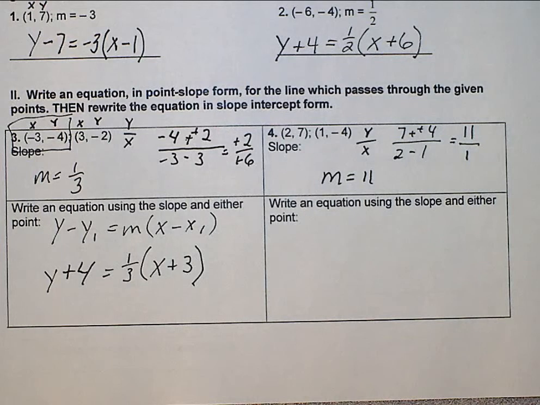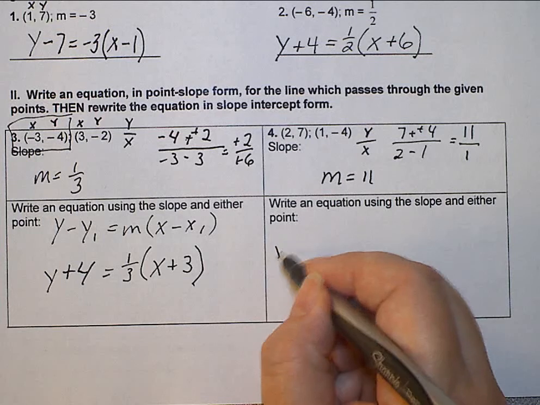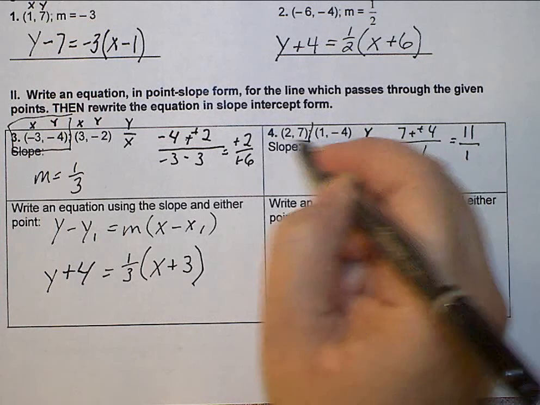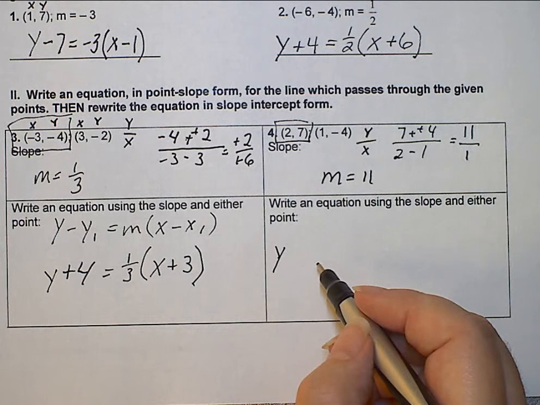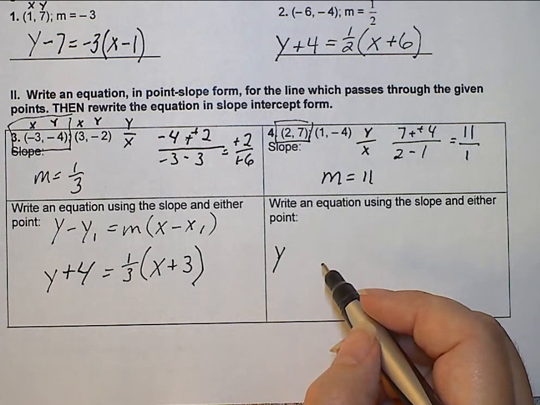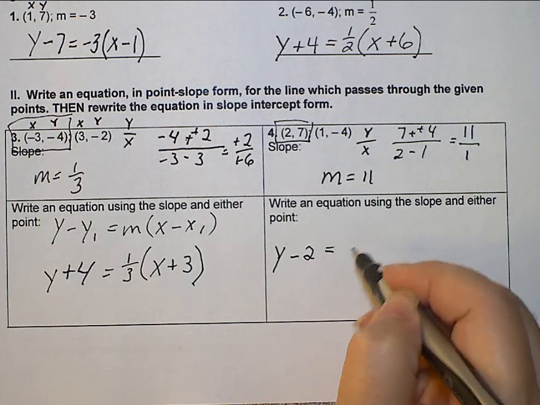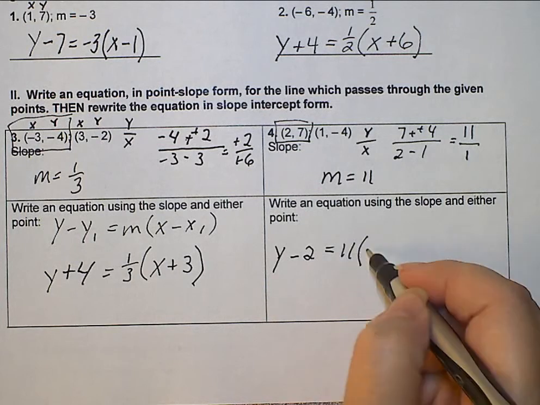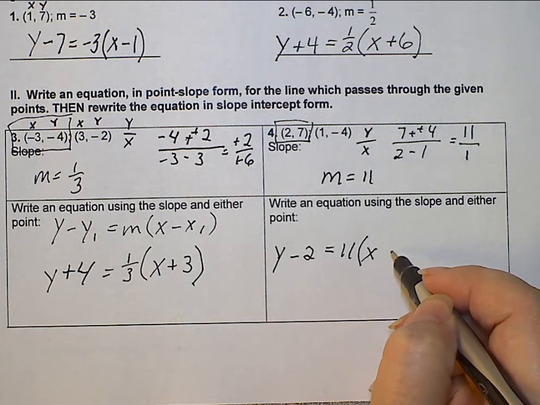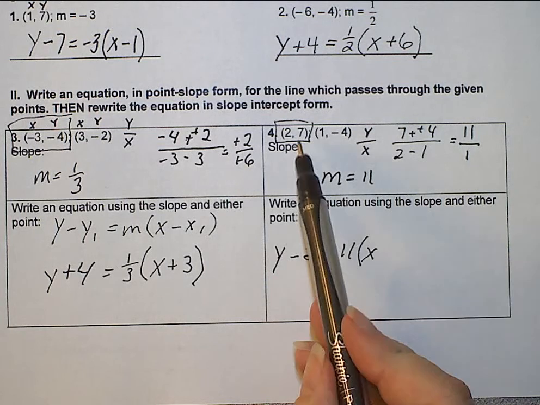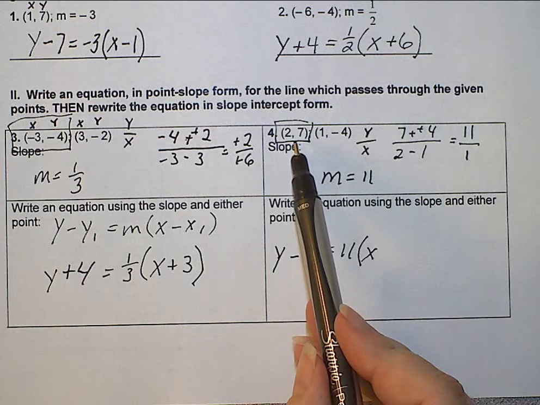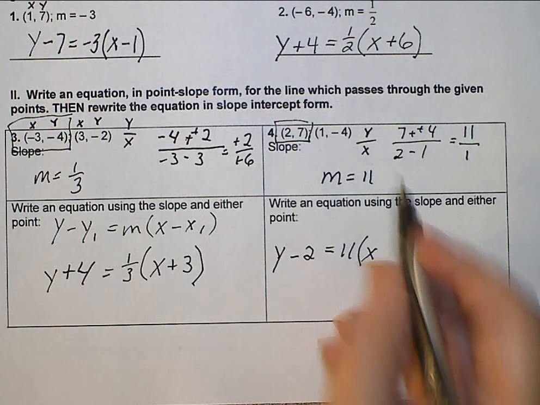Alright, how now will I go and put this into my equation for my point slope? I'm going to go y, and we're just going to use the first point. So it will be y minus 2 equals 11, parenthesis, x plus 1. You have to go back to that same point. Oh, actually, wait, time out, I just saw it.